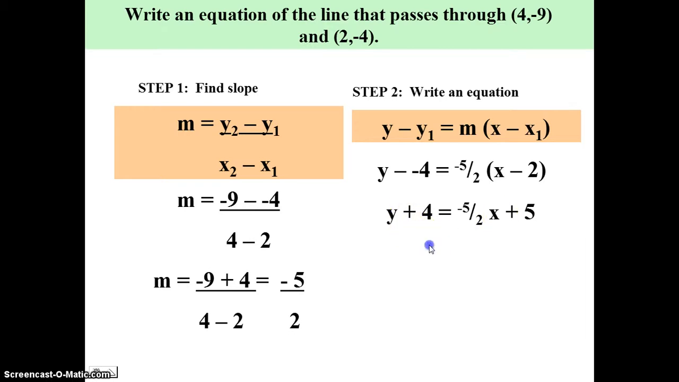I need to get y by itself. I need to move the 4. And what you have is, of course, the 4 goes with this 5. You're left with 1, and here is your equation of this line.